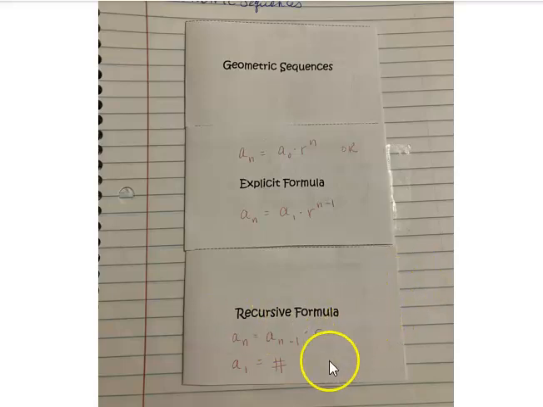For the recursive formula, we have a sub n, which is the next term in the sequence, equal to a sub n minus 1, which is the previous term in the sequence, times what's called your common ratio. We represent that with r, which would be like your multiplier in the y equals a times b to the x formula. Again, you have to give it a starting position, so a sub 1 equals some number. You can give it a sub 2 or a sub 3. You just have to give it one term of the sequence in order to be able to use the formula.